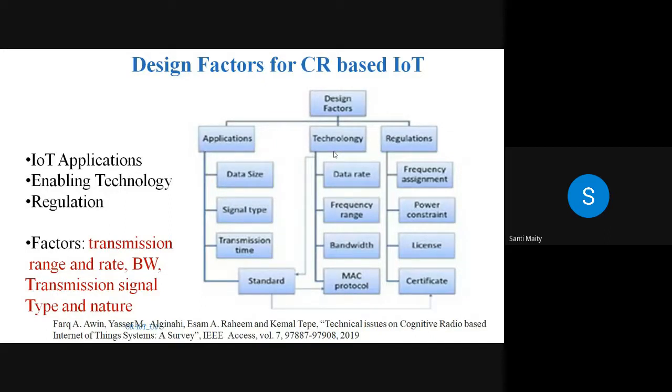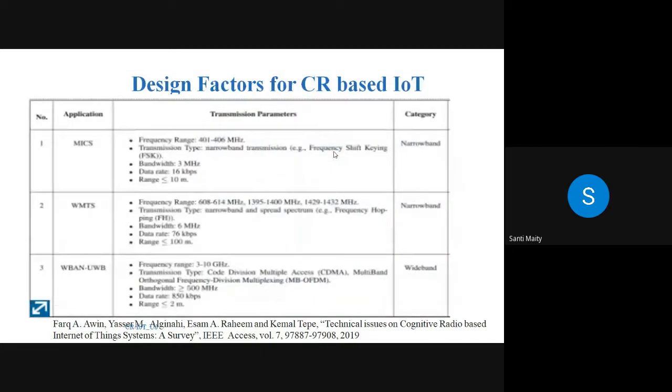So for the typical application, as I say, wireless medical application, there are existing technologies like MICS, medical implant communication services. It is a low frequency range, 401 to 406 megahertz. If anybody is looking at IoT medical applications, they can look at this. But again, the bandwidth is 3 megahertz, the data rate is very low, and coverage is 10 meters. The transmission technology is frequency shifting techniques. On the other hand, for wireless medical telemetry services, the frequency range is 608 to 614 megahertz, and this range of frequency can be used. The data rate is increased to 76 kbps. Coverage is also 100 meters.